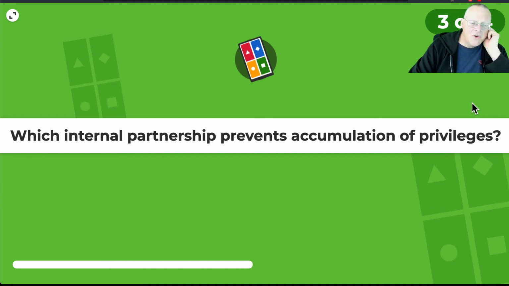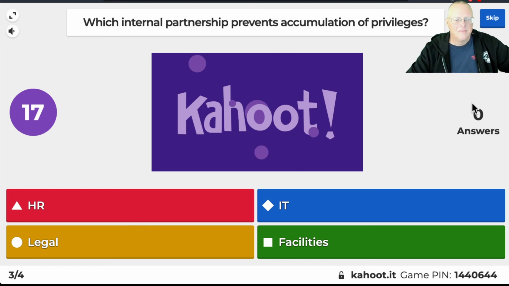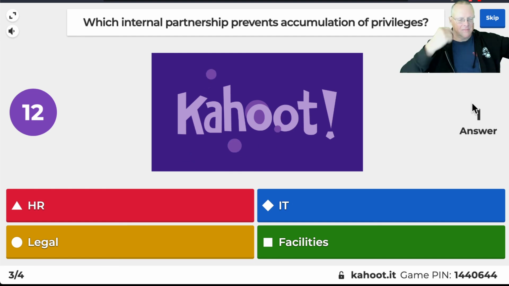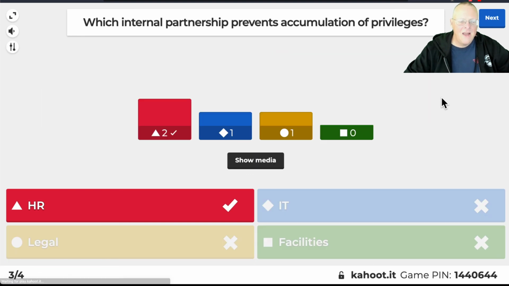All right. So what internal partnership prevents accumulation of privileges? Yeah, that's your partnership with HR. HR knows when somebody moves from one job role to another, and if security has partnered with them, they can then correctly adjust the permissions and such.